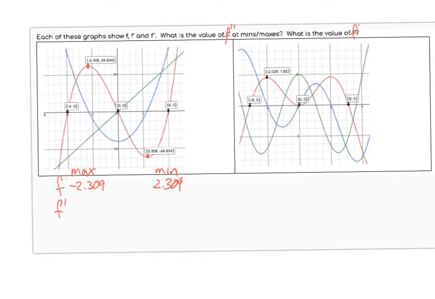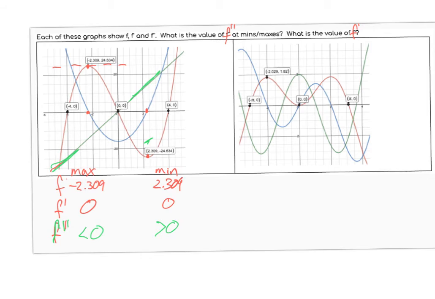F prime at each of those places, that's where we're crossing the x-axis. That's going to be 0, which makes sense because we have horizontal tangent lines. F double prime, that is my green graph. I'm going to make that green just so we can talk about that easier. Here we are negative, and here we are positive.